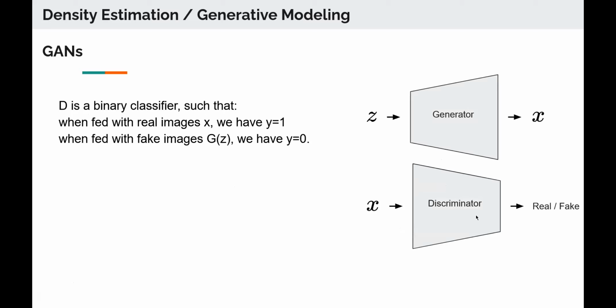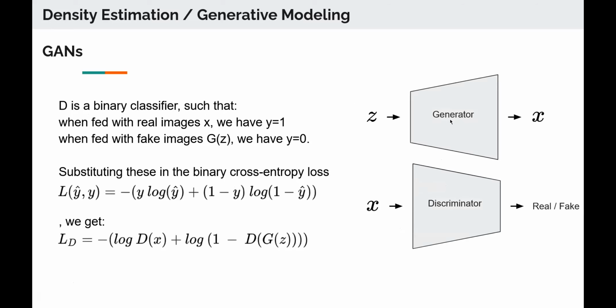So the discriminator is a binary classifier that always gets an image as input, and it has to produce a y which is 1 or 0. Let's say y should be 1 when we have real images, and y should be 0 when the input is g of z, g being the generator. So now we have a binary classification problem, so we can use, for example, the binary cross entropy loss to train the discriminator.